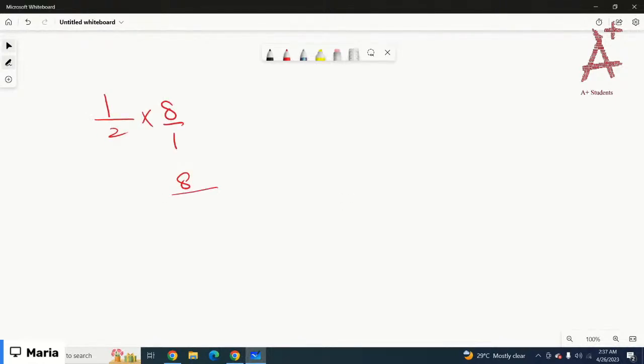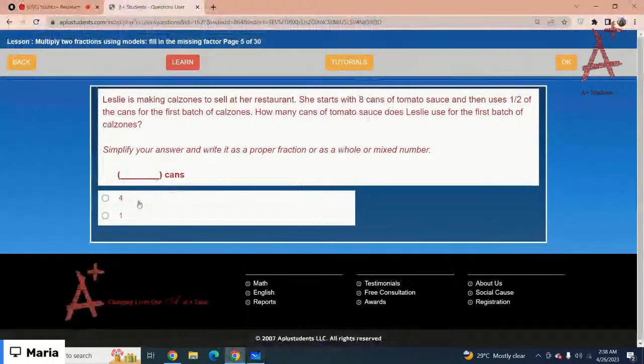So it would be 8 times 1 is 8 and 2 times 1 is 2. Just divide them by the common number. You can divide them by 2. So it would be 2 times 4 is 8 and 2 times 1 is 2. So the correct option is 4.